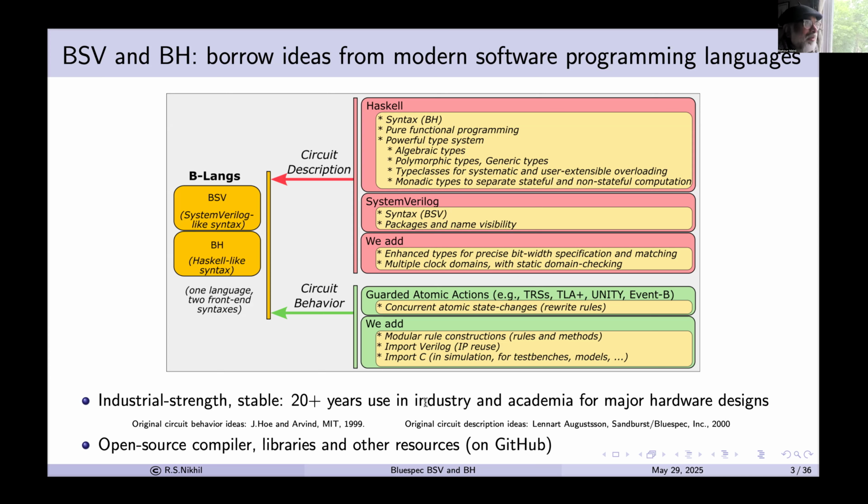We borrow a little bit from System Verilog, which is basically syntax for the BSV variant of the language, which specifies things like packages and name visibility and notation for parameterized types and parameterized modules and things like that. New things in Bluespec that were in neither Haskell nor System Verilog: one is that the type system was enhanced to do very precise bit width specification and matching.